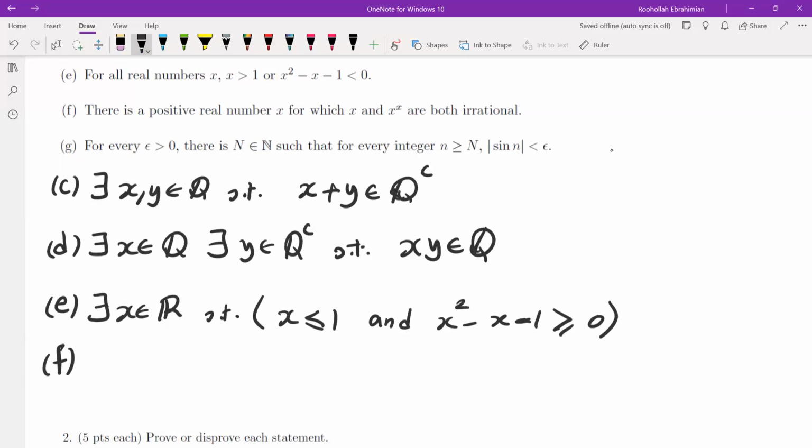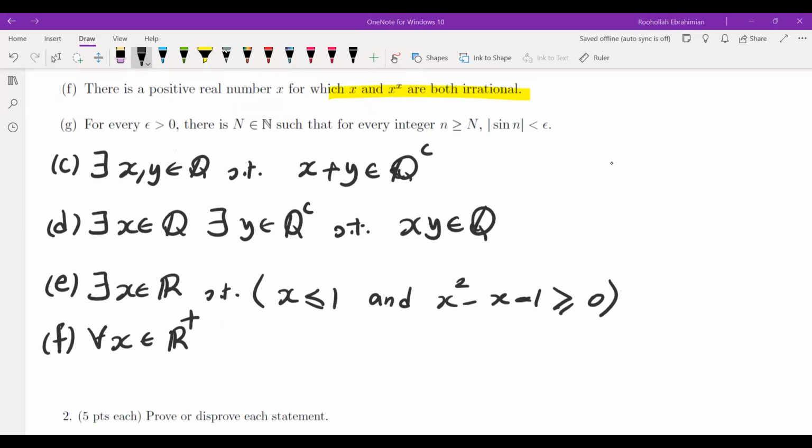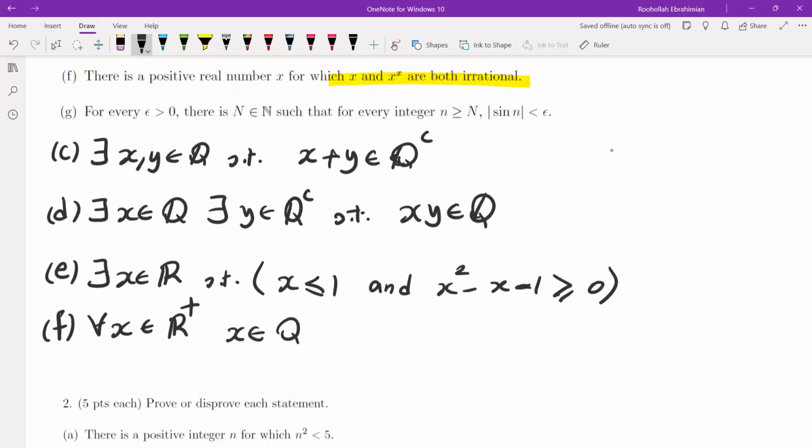Okay, part F: there is a positive real number x for which x and x to the x are both irrational. So again, this is there exists, so it becomes for every. For every positive real number x. So the statement is x is irrational and x to the x is irrational. So what we have to do is negate that. The negation would be x is rational or x to the x is rational. So negation of and is or, negation of irrational is rational.